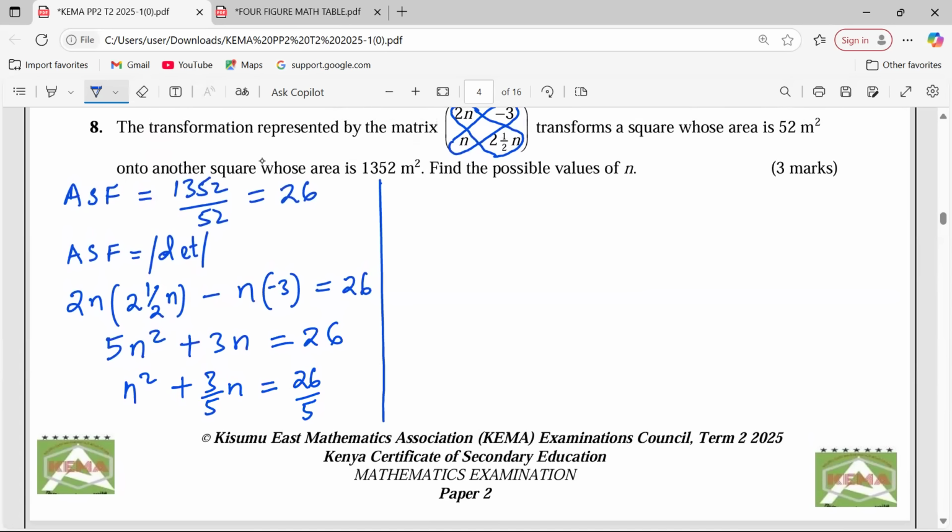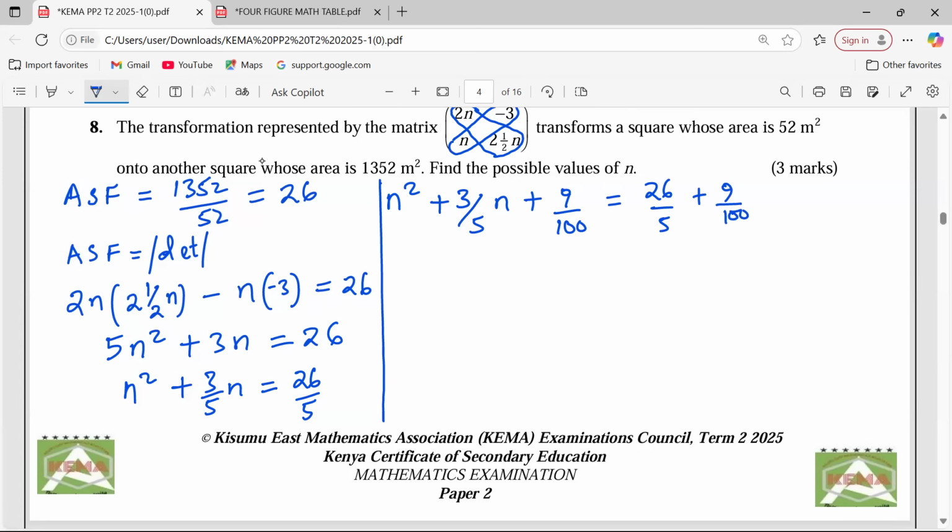Now, in this case, I'll be talking about n squared. Then I add 3/5 n, then plus a constant here, such that the left-hand side becomes a perfect square. This constant shall be 3/5 divided by 2, then I square. So 3/5 divided by 2 becomes 3/10. Then squared now, I'll have 9/100. This is equal to 26/5 plus the same constant, 9/100.